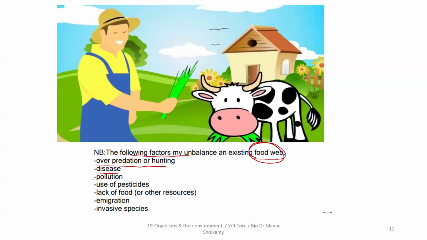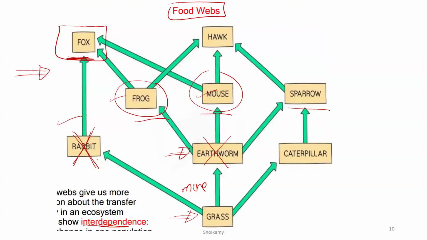Overpredation or hunting, disease, pollution, the use of pesticides, lack of food or resources, immigration, and invasive species. In other words, we have a food web. This is the food web. Anything external coming from outside that will affect the population of one type of species is going to affect the whole food web. And what are the factors that can affect the population of, let's say, the rabbit?